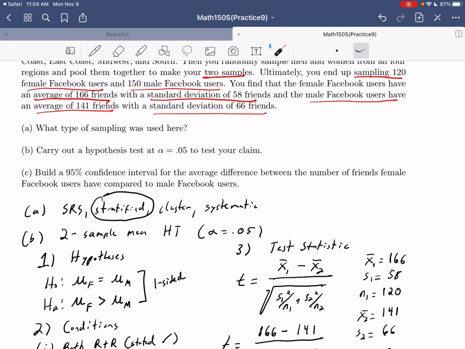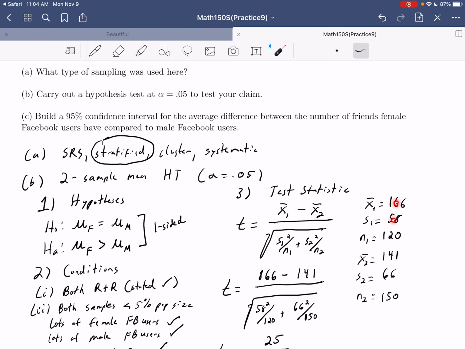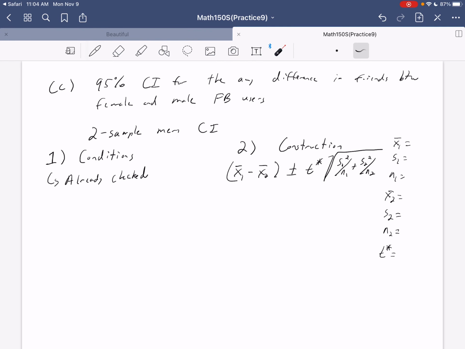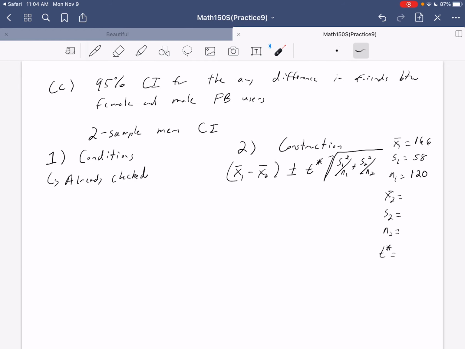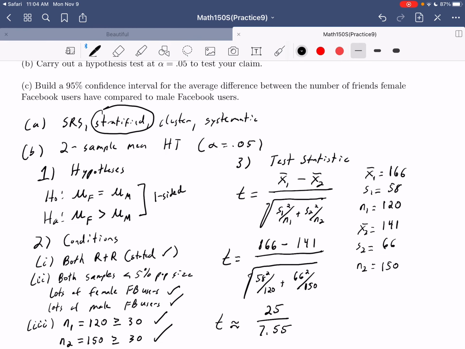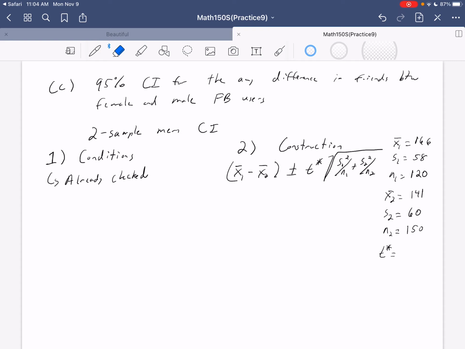The average was 166, standard deviation 58, and sample size 120. So we got 166, 58, and 120. Here, all this should represent the male sample. The average was 141, standard deviation 66, sample size 150. So 141, 66, and 150. Let's go back and just touch that up. 66. Okay. And then we need to get the t star.